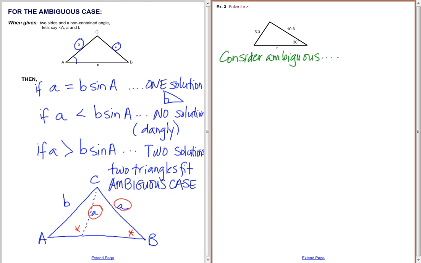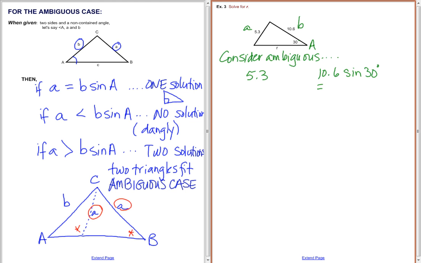Because I use the sine law and non-contained angle. So I'm going to compare A to B sine A, which means the side across from the angle. And I would label it like that. So I'm going to compare 5.3 to 10.6 sine 30. If 5.3 is exactly equal to 10.6 sine 30, I have a right angle triangle, and so on. So let's compare those two things.